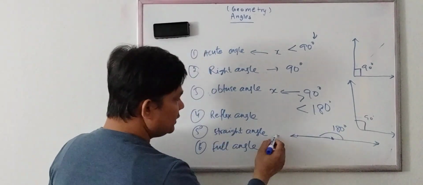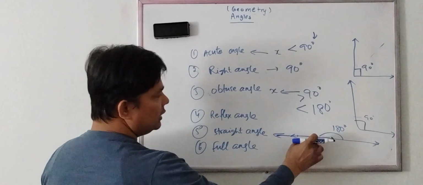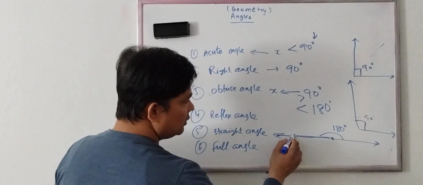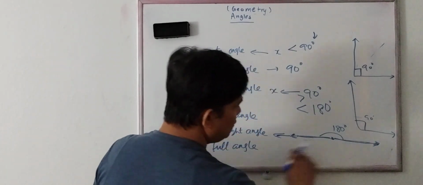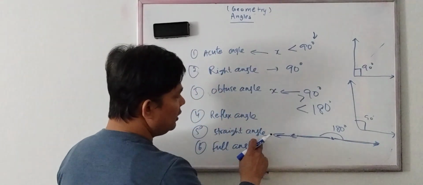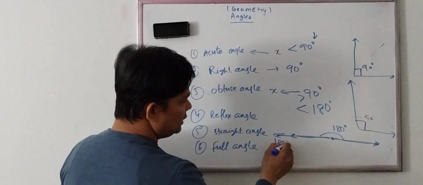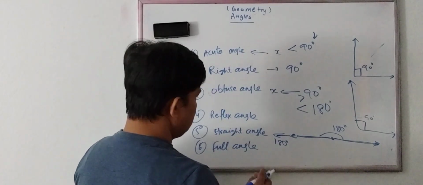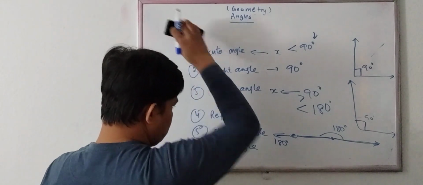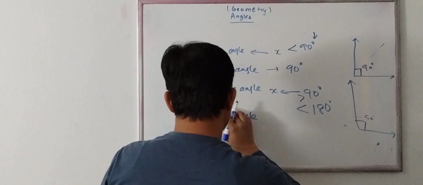And this one is also called straight angle here. So 180, one line is going in this direction, another line is going in this direction, opposite to each other. That's called straight angle. Straight angle is equal to 180 degrees. And then, maybe just move it up. So first, straight angle.